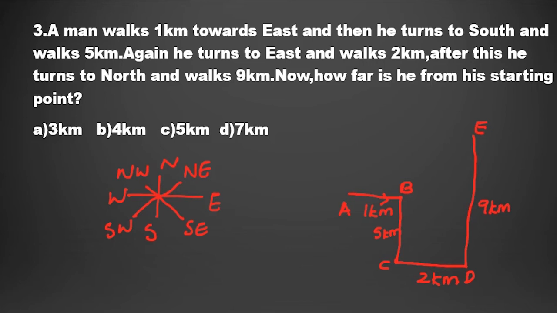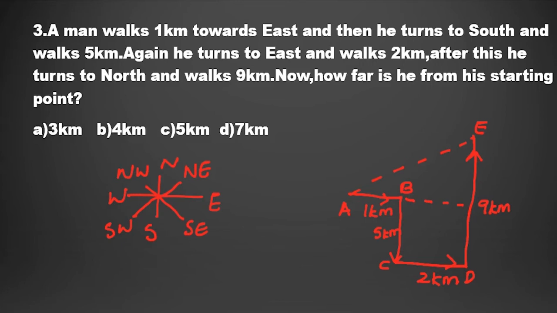Now, how far is he from his starting point? Starting point is A and the final position is at E. We have to find the distance from the starting point to the final position. This distance we have to find out. To solve this problem, we use Pythagoras theorem.